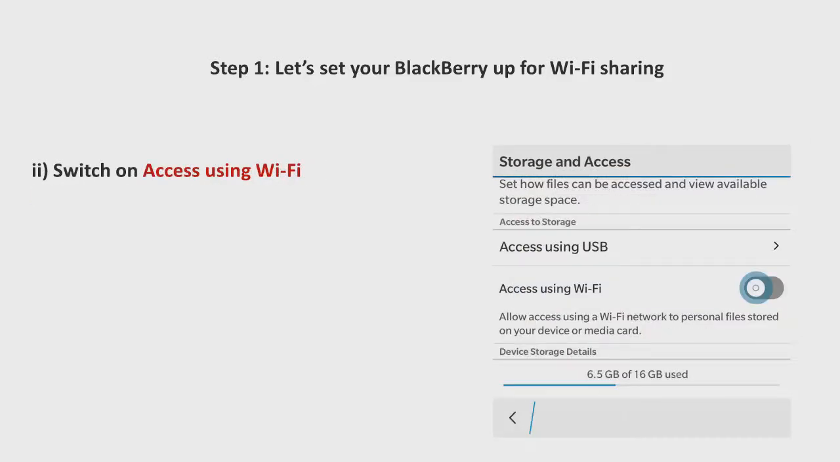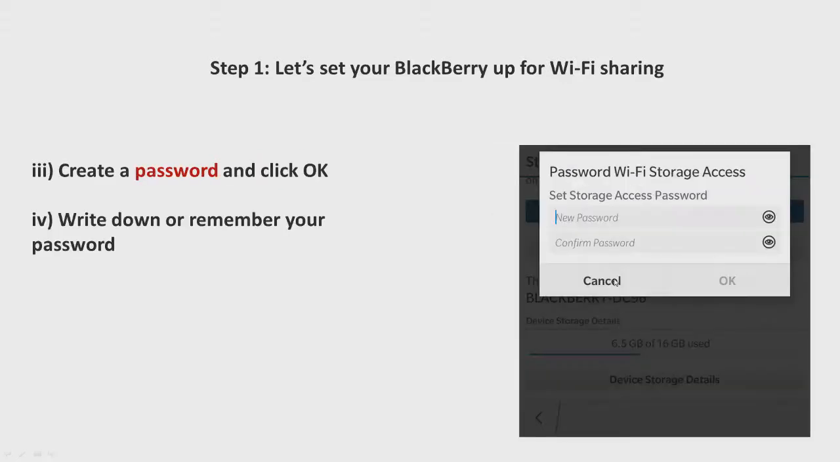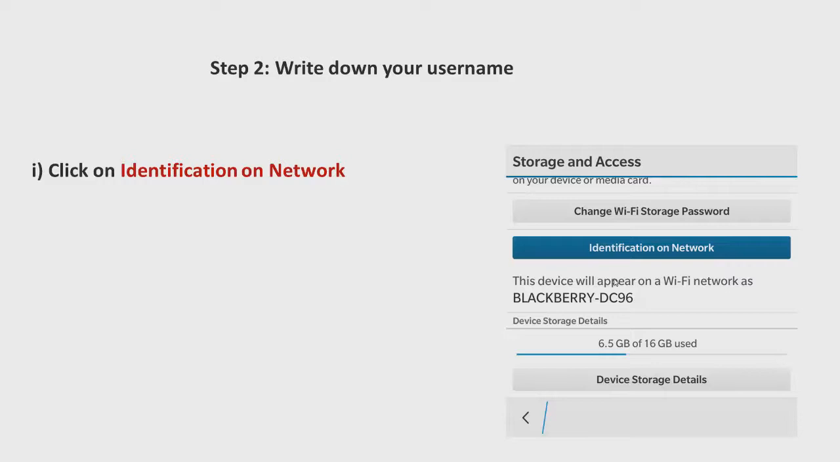Next thing we want to do is switch on access using Wi-Fi. So down here, you'll see access using Wi-Fi. Click this button here on. And then we move to the next part. You'll be asked to create a password. It doesn't have to be anything too crazy, just something you can easily remember. And if you're not great at remembering your passwords, just jot it down now because you will need it a little bit later on. Okay, next step.